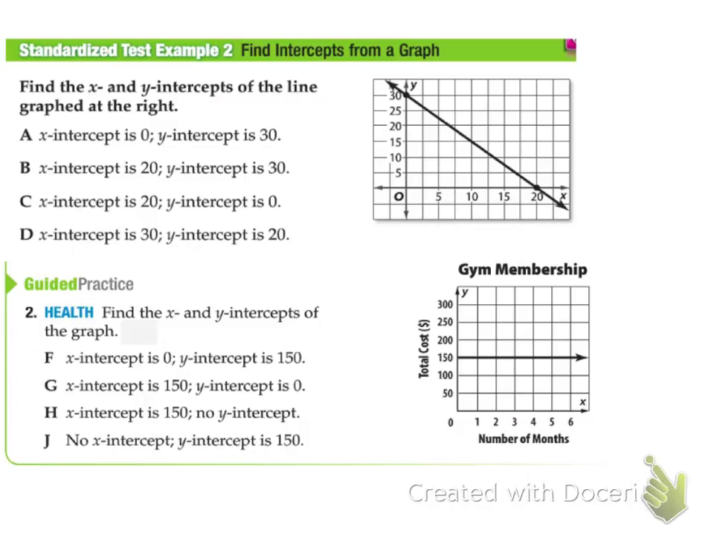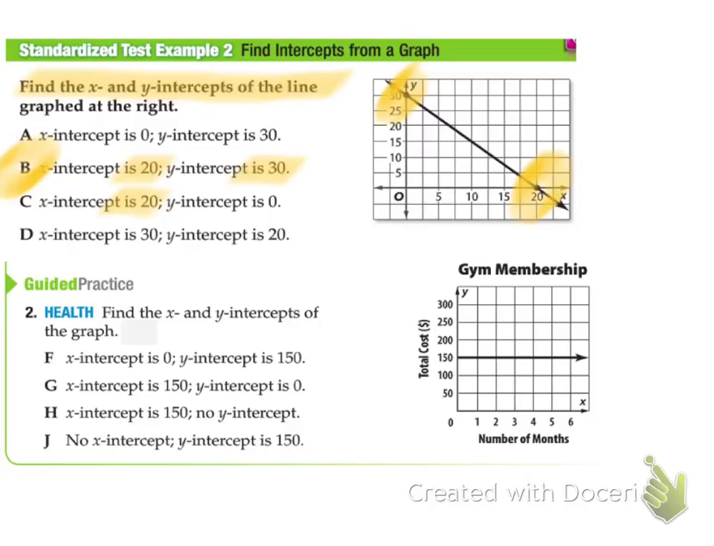It says, find the x-intercepts of the line graphed at the right. Alright, let's go look. X-intercept, that's this guy right here. Looks like we're crossing at 20. So that one works, and that one works. Where are we crossing on the y-axis? Looks like we're crossing at 30. So the correct answer is B. It has both things correct.